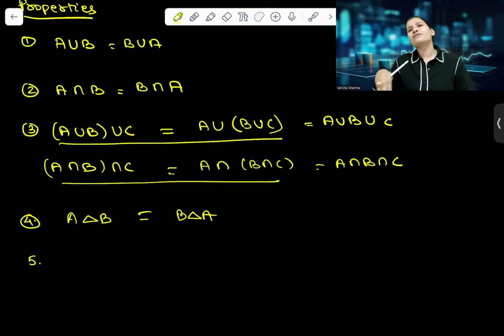Okay. And majority of them I won't use in sums, almost none. It's just theory for assertion reasoning, for MCQs. You just need to know this. It's not required for the larger sets. Okay.